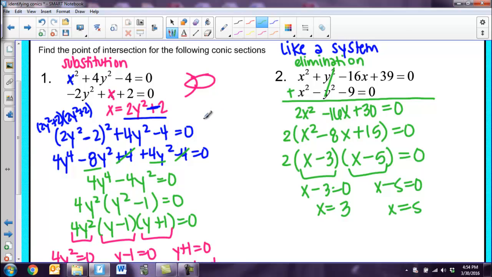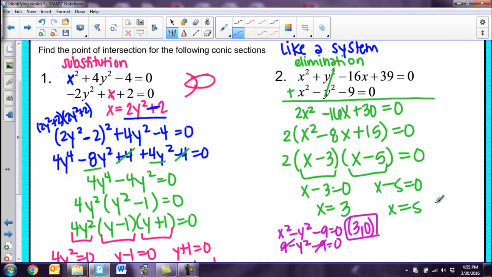So now I have my two intersection points, but I've got to go ahead and plug them back into one of my equations. I tend to plug into the one that has lesser numbers, just so it's less scary. So if I plug in 3 into the equation x squared minus y squared minus 9 equals 0, I know that I have 3 squared is 9 minus y squared minus 9 equals 0. Well, those go away, so I know that y has to be 0 there. So one of my intersection points is at 3, 0.